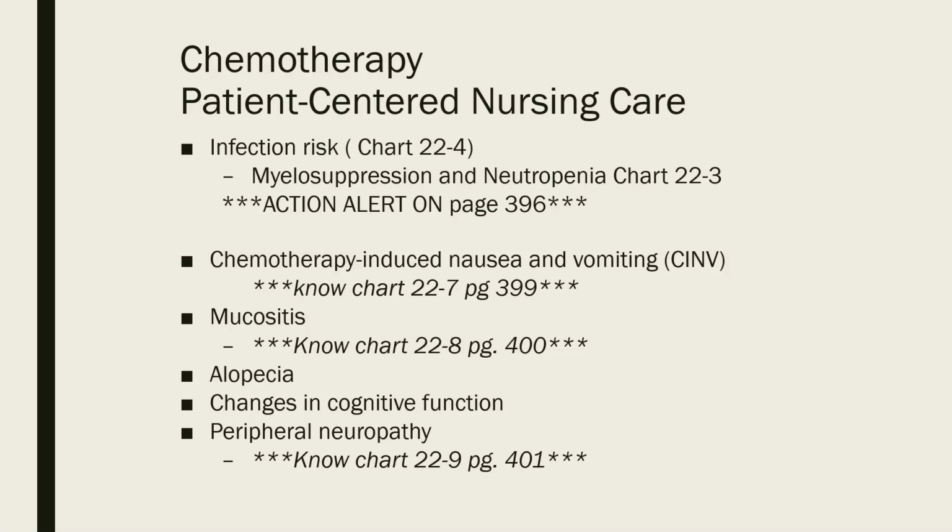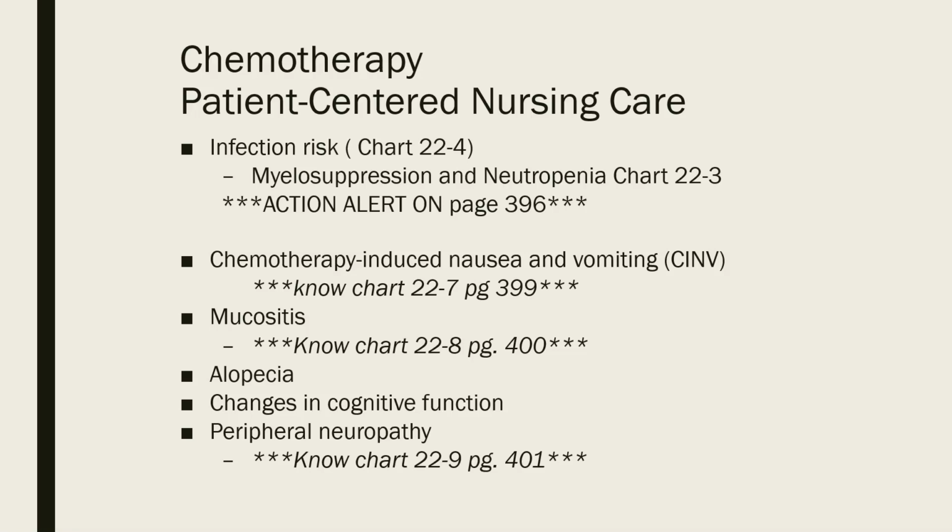I want you to look at the infection risks in chart 22-4. It talks about the neutropenia again in 22-3. Make sure you look at the action alert on page 396. Most of this we've talked about for different circumstances. Chemotherapy induced nausea and vomiting. So please know chart 22-7. There's just really no reason for me to go over all this with you. It's very well put into your book.